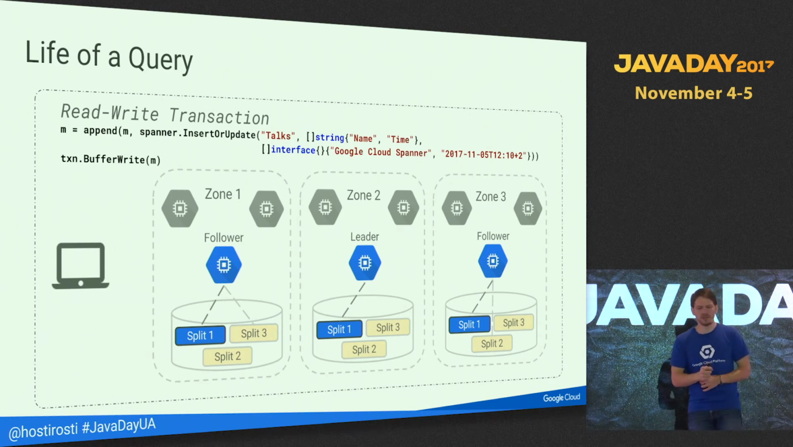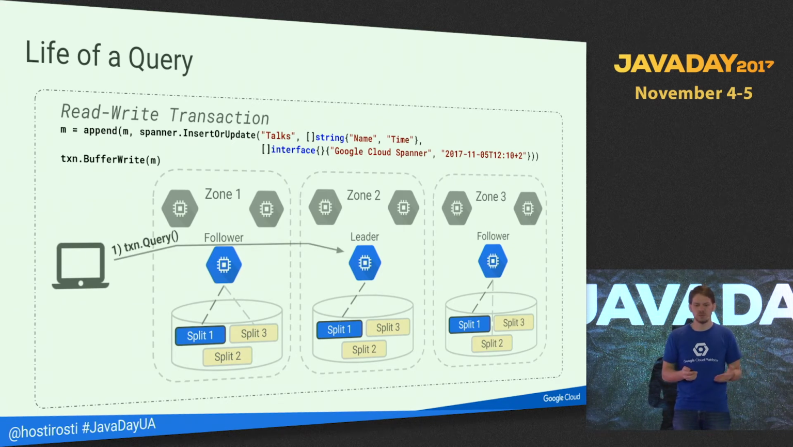Now, how does the read-write transaction look? All our read-only transactions are lockless, so we don't need to acquire locks. We can just serve the data, which is pretty nice. Now, in a read-write context, we actually do need to acquire some locks. So let's just imagine I do a query. It doesn't make sense to route this query for a read-write transaction to the follower, because we know we need to involve the Paxos leader for that. So what we do is we route that traffic directly to the Paxos leader.